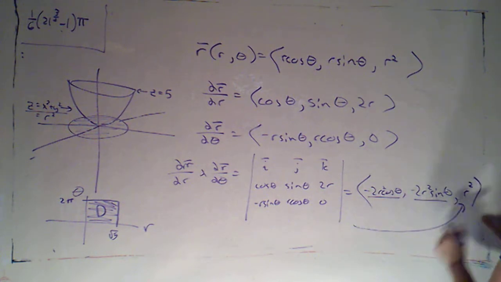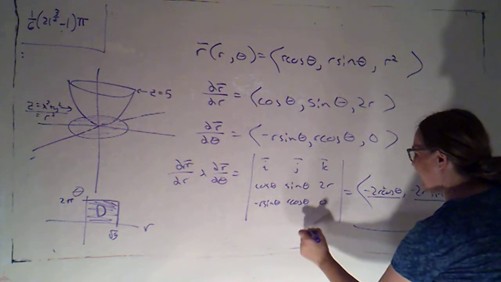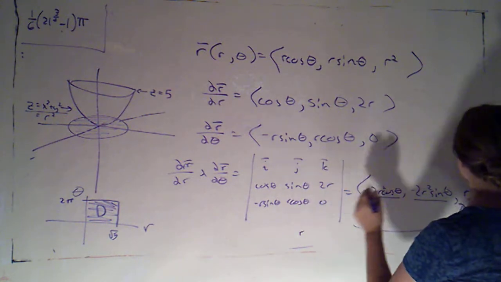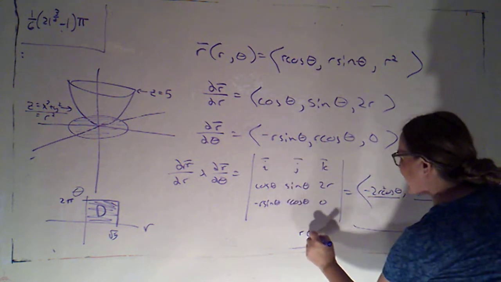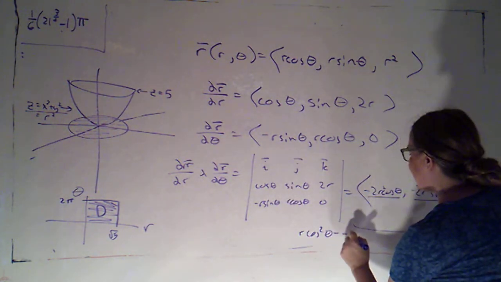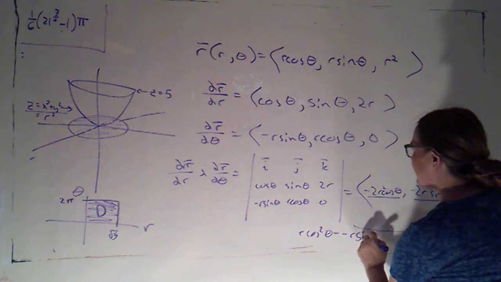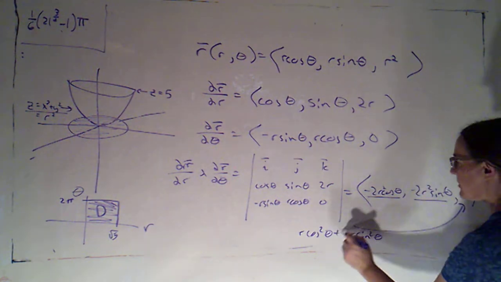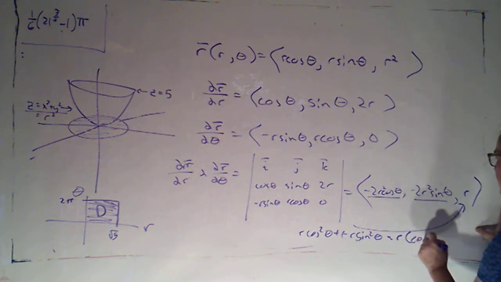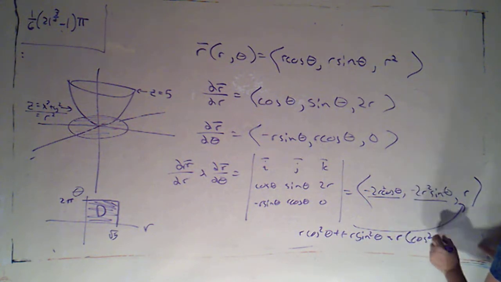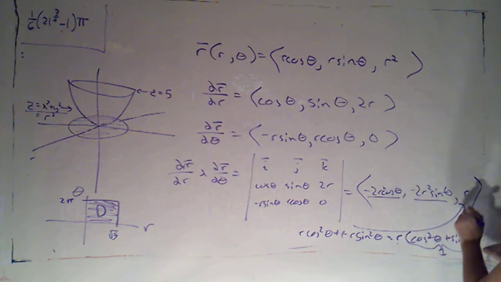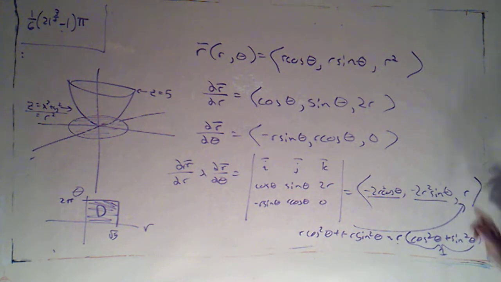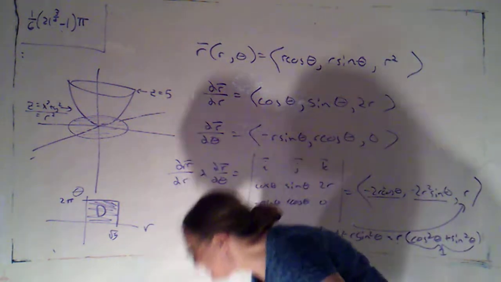Now I'm running short on space, so let me write out the longer version. That's just an r. That was r times cosine squared theta minus a negative r times sine squared theta, which is plus. So that was r times cosine squared theta plus sine squared theta. And of course, that's just 1. So that's how I get that the third component is just r. All right.